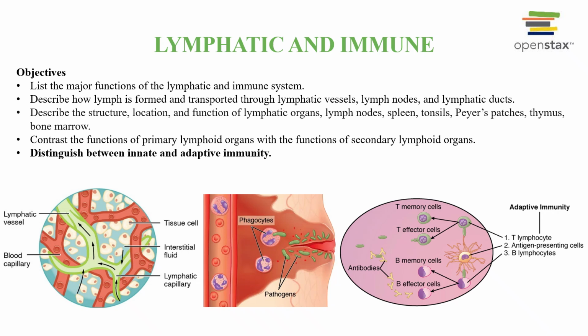I will describe the structure, location, and function of lymphatic organs, lymph nodes, spleen, tonsils, Peyer's patches, thymus, and bone marrow. Then I will contrast the functions of primary lymphoid organs with the functions of secondary lymphoid organs. Finally, I will distinguish between innate and adaptive immunity.